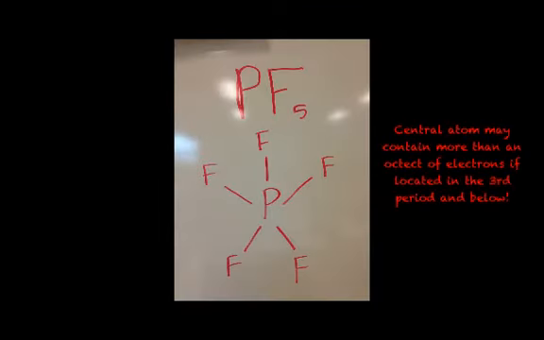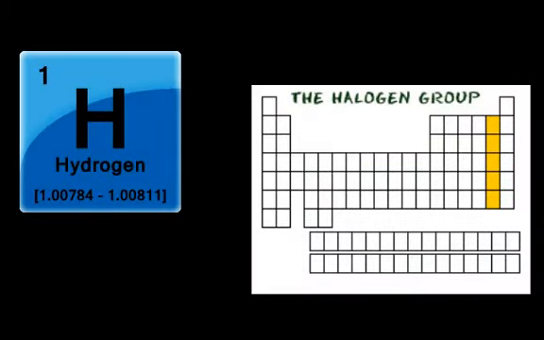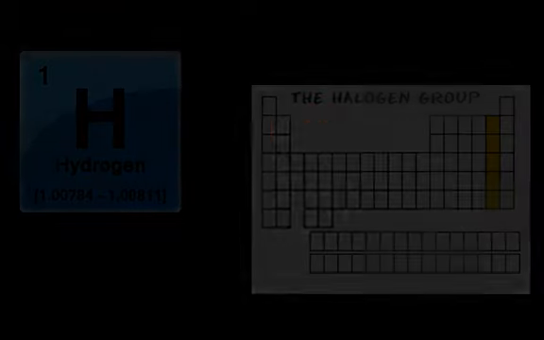Examples of molecules with more than an octet of electrons are phosphorus pentafluoride and sulfur hexafluoride. This can only occur when the valence shell has enough orbitals to accommodate the extra electrons. Hydrogen is an atom which has only 1 electron pair. Halogens, located in the 7th period of the periodic table, are atoms that are only capable of having 1 electron pair.